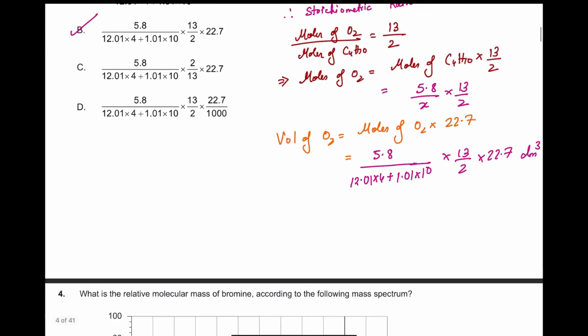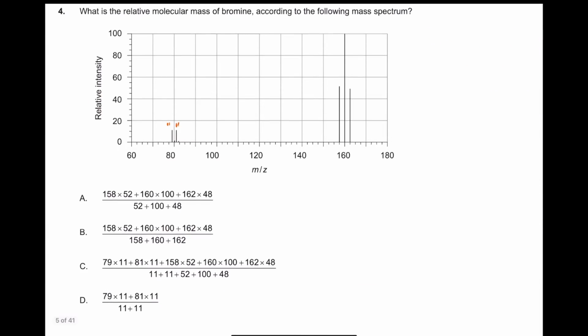Now let's move on to the next question, question number 4. In this question, we have to find what is the relative molecular mass of bromine. Molecular mass means Br2, not the atomic mass, the molecular mass. And we are given this mass spectrum. In this mass spectrum, we can see that these 3 bands will be for Br2 and this would be for atomic bromine. For these, if we check the intensity, this is at the 100 mark. If I draw a straight line from here, this is around 50, or around 52.